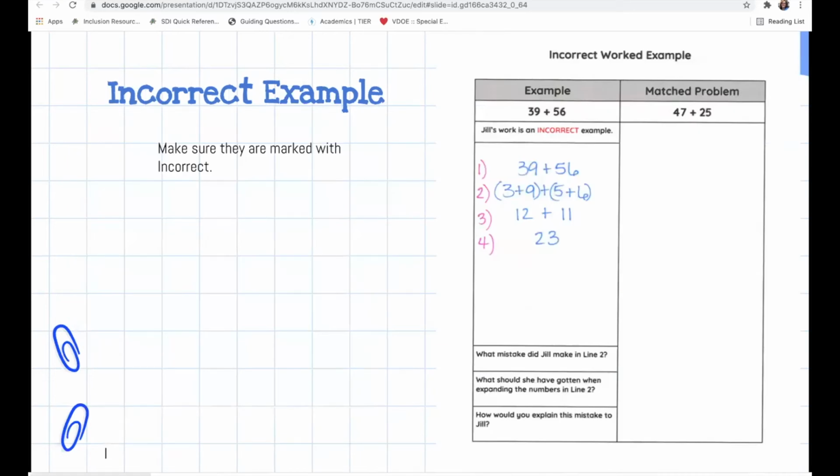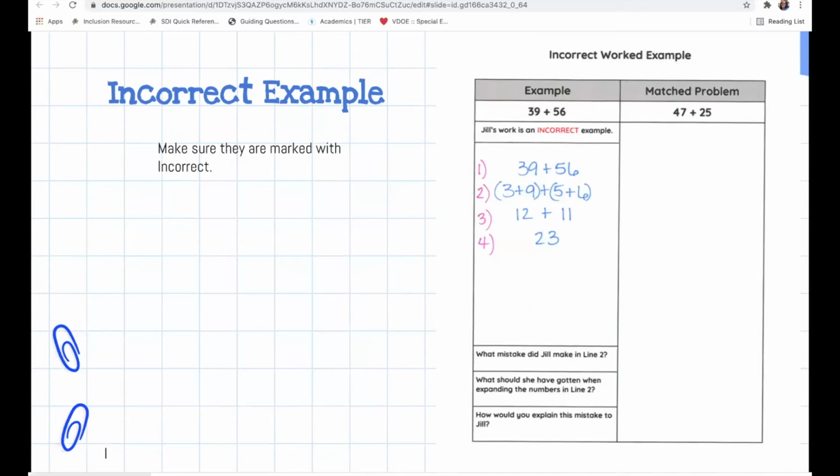Incorrect examples. If you look at this one, again, make sure that the student knows this is an incorrect example. Now, with this one, I would talk to the student and say, okay, there's been a mistake made. It's incorrect. And I make sure that they're like, okay. And I say, just kind of look at that. And we're going to look at it and correct it on here.